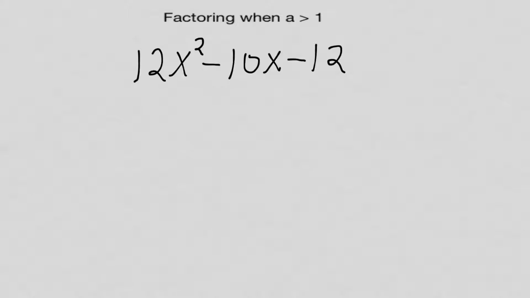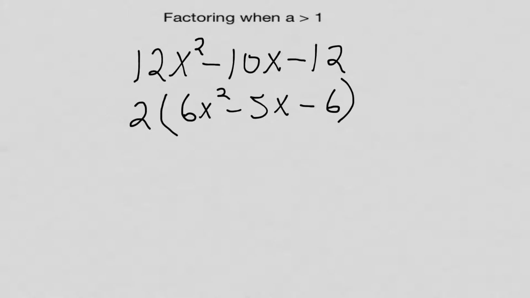All right, every one of these numbers are even. So that means at the very minimum, I'm going to be able to factor out a 2. I look at it, 12, 10, 12. That's the largest number I can factor out. So if I factor out a 2, I end up with 6x squared minus 5x minus 6. All right, now I'm ready to factor everything inside the parentheses. I multiply a times c, which is 6 times -6, and I get -36. All right, I want to come up with all the sets that multiply together to give me -36 and add together to give me -5.